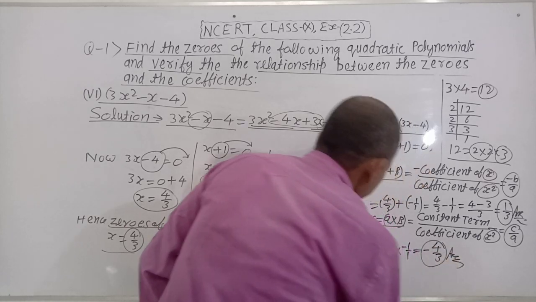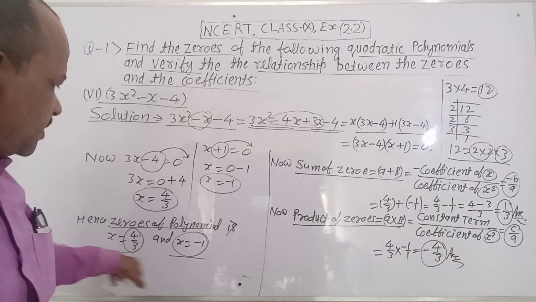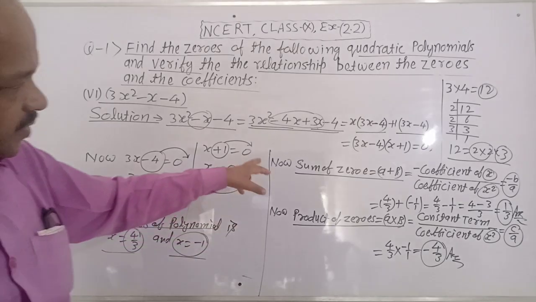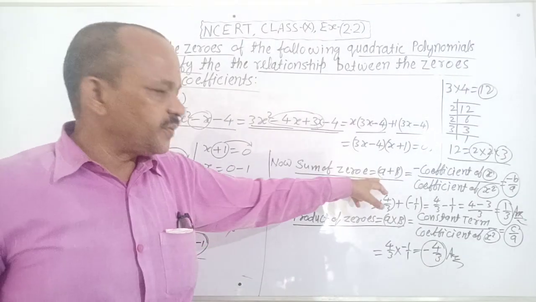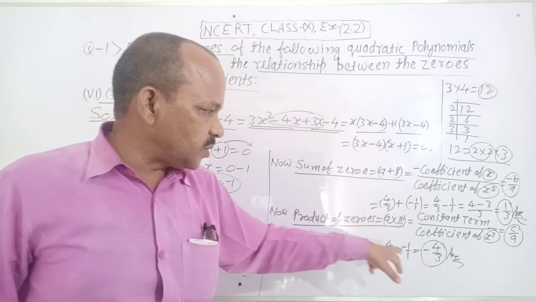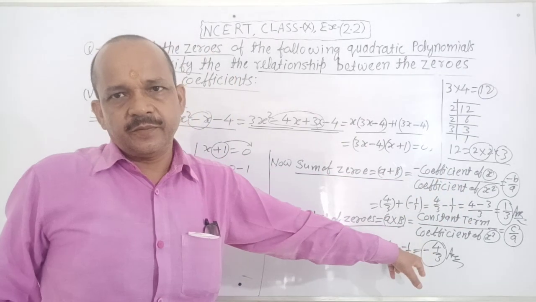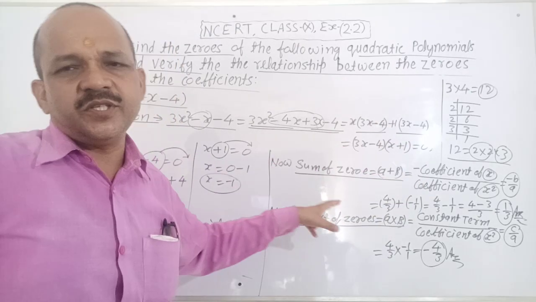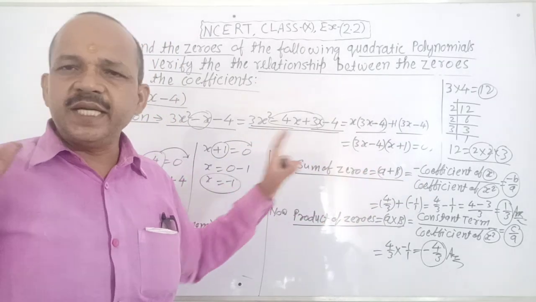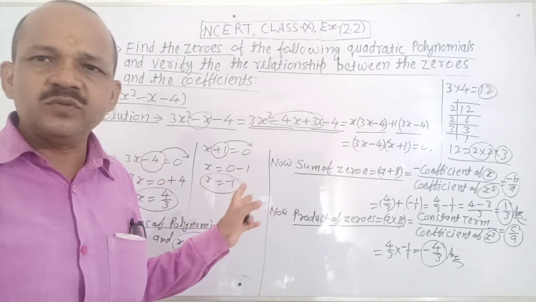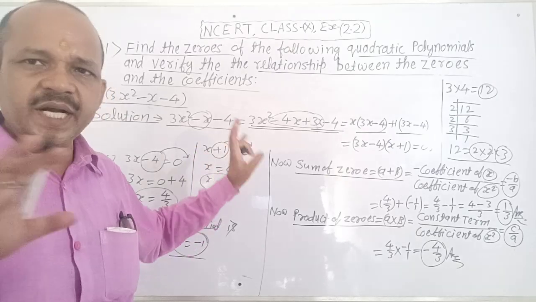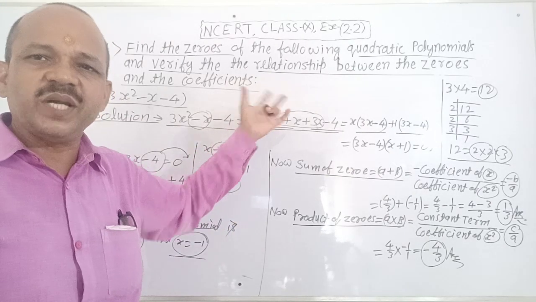Answer. You find zeros of polynomial 4 by 3 and minus 1 and you find sum of zeros equal to 1 by 3 and product of zeros equal to minus 4 by 3. It is relationship between zeros and coefficients. Relationship between zeros and coefficients are clear. No confusion about it. Solution is clear. No confusion. Very good. It is very easy.